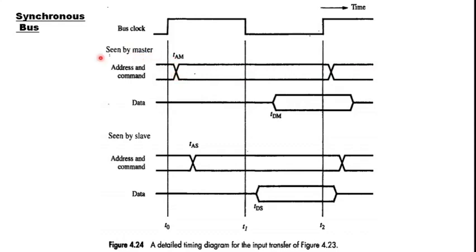At the master side the delay is only tAM, but when we come to the slave side, the slave actually sees the address and command put by the master only at tAS, which is greater than tAM. You see both these things, tAM and tAS. tAS is greater than tAM, so the delay experienced by the slave is much more. At tAS only, the slave recognizes its address and the command put by the master.